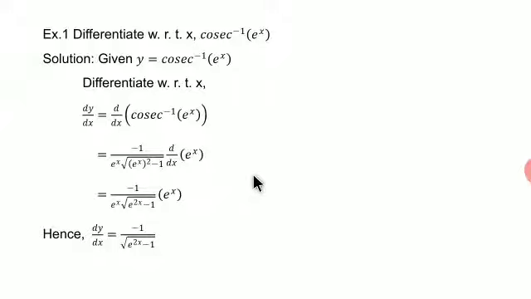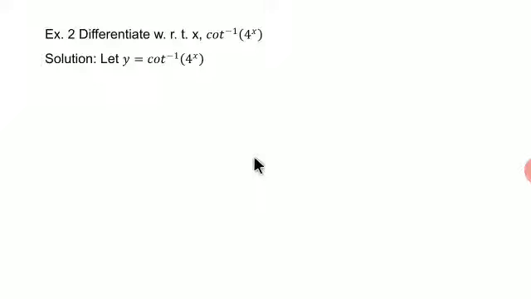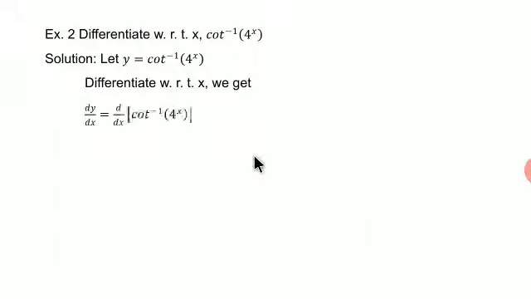Now example 2: differentiate with respect to x cot inverse of 4 raised to x. Solution, let y is equal to cot inverse of 4 raised to x. Differentiate with respect to x, we get dy by dx is equal to d by dx of cot inverse of 4 raised to x. We know the derivative of cot inverse x is minus 1 upon 1 plus x square.